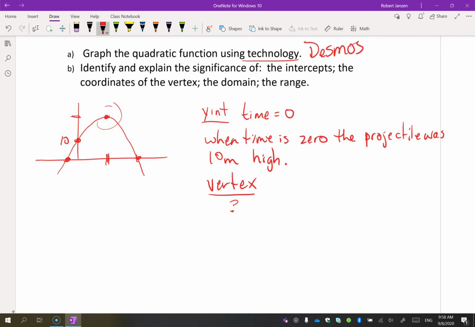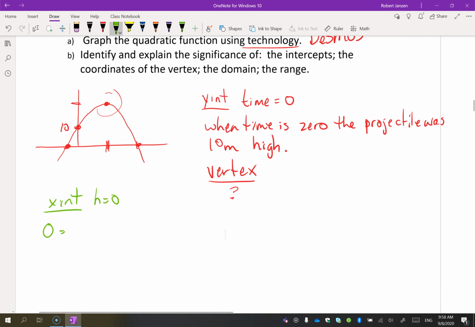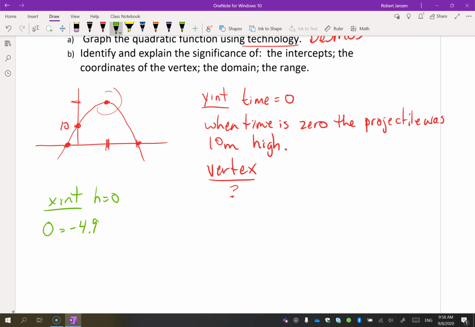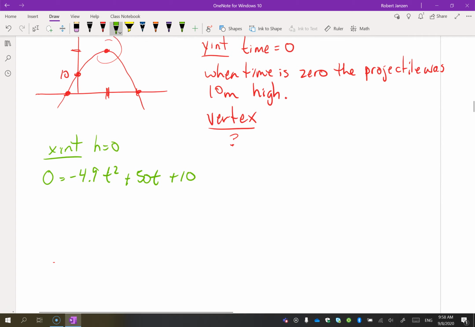And then we have the x-intercepts. How do you find the x-intercept? You would make h equal 0. So you'd have 0 equals negative 4.9t squared plus 50t plus 10. Okay, and I can tell you this one's not factorable. You would use the quadratic formula. Again, most of the time they're going to be factored. It should be pretty easy for you to find them.